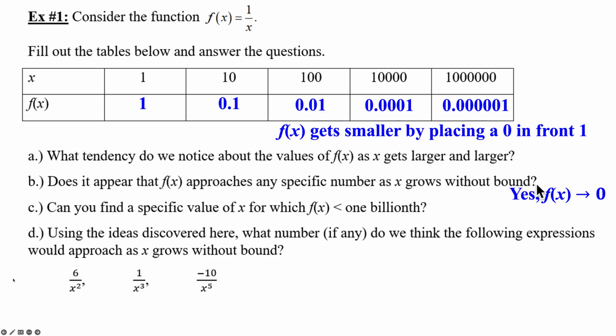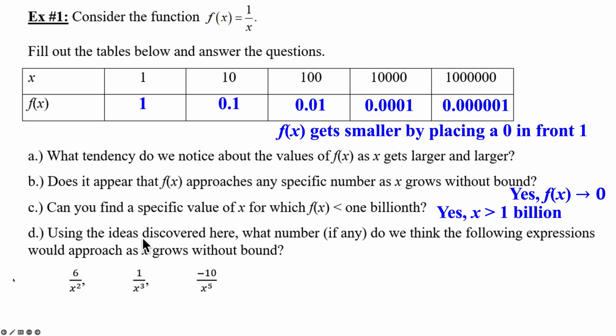And yes, we appear to be going to a specific number. We're getting smaller and smaller and smaller. We're approaching 0. Can you find a specific value for x when f of x is less than 1 billionth? Well, let's see. When I had 100, it was 100th. 10,000, it was 10,000ths. 1 million, 1 millionths. So if I want to be less than 1 billionth, I have to have a number that's bigger than 1 billion.